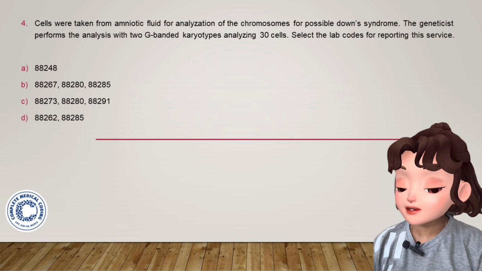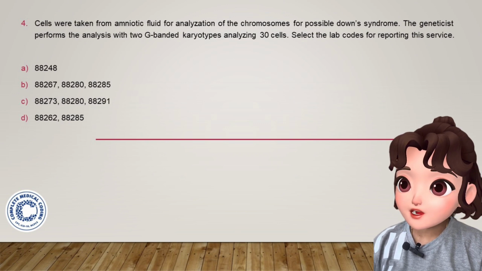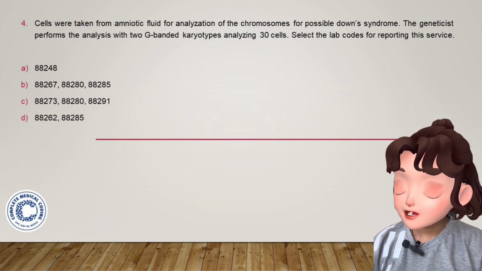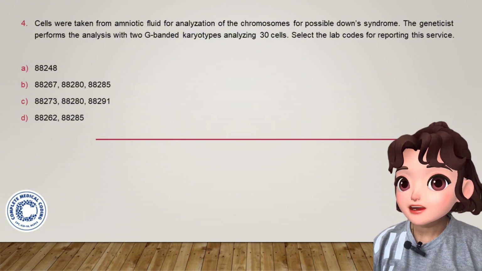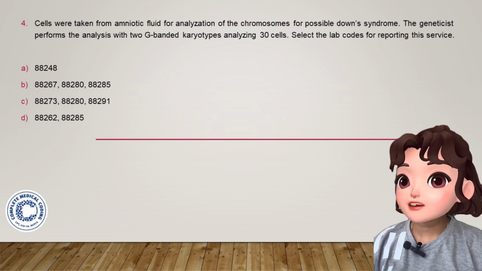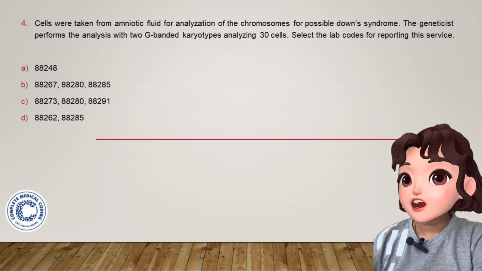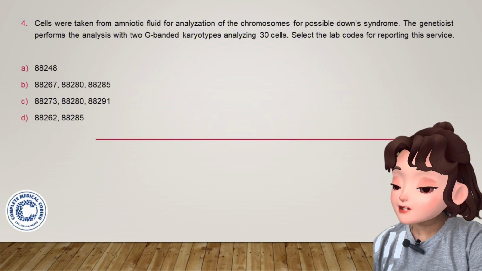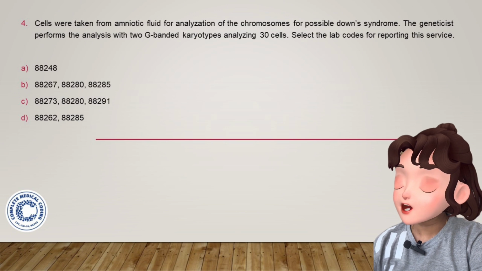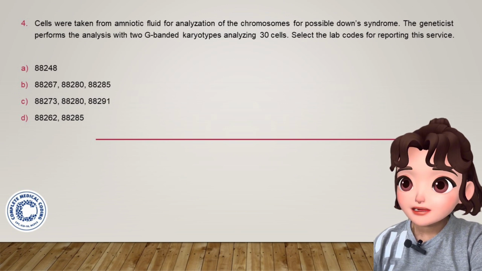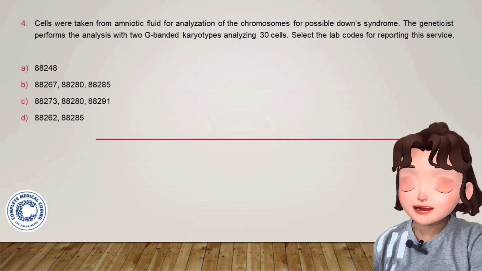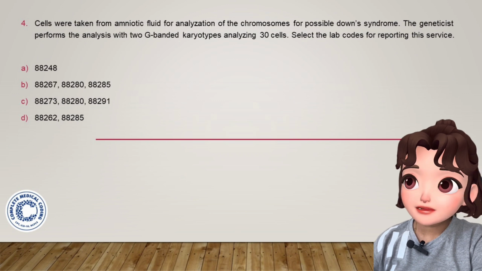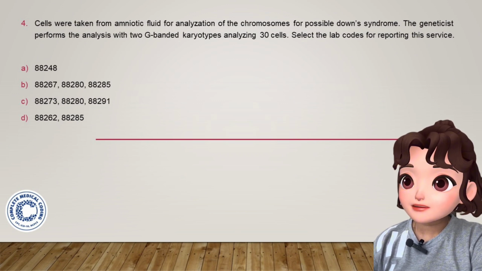First option, 88248. What is 88248? Just open 88248. You will get chromosome analysis for breakage syndrome. This is not breakage syndrome, this is Down syndrome. So leave that option. Now moving on to option B, 88267. What is 88267? Chromosome analysis, amniotic fluid or chorionic villus. Count 15 cells, 1 karyotype with banding. Yes, this is Down syndrome. Down syndrome is not mentioned here, but this is chromosome analysis, right? Chromosome analysis, amniotic fluid. We have taken the sample from the amniotic fluid. So this will be there.